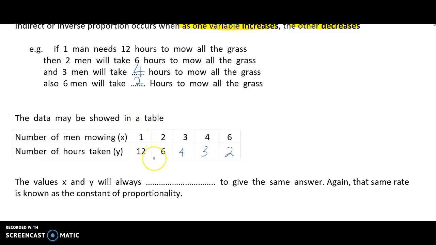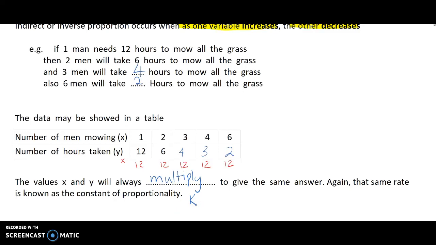What do you notice about the 2? If you have a look at the 1 and 12, 2 and 6, 3 and 4, 4 and 3, 6 and 2. Yeah, so these two, they multiply to give 12. 2 times 6 is equal to 12. 3 times 4 is equal to 12. 4 times 3 is equal to 12. 6 times 2 is equal to 12. So in an indirect proportion, the values x and y will always multiply to give the same answer. Again, that same rate is known as the constant of proportionality, given by k.